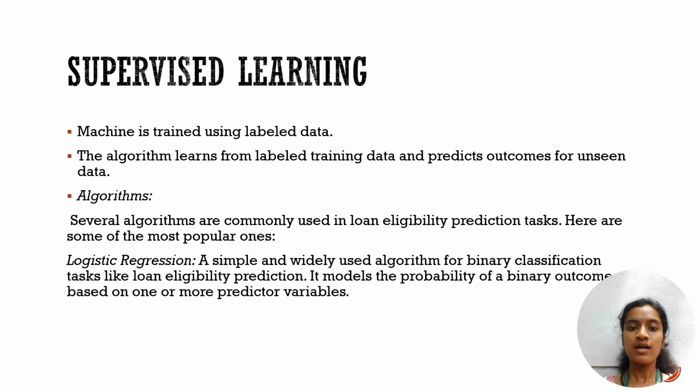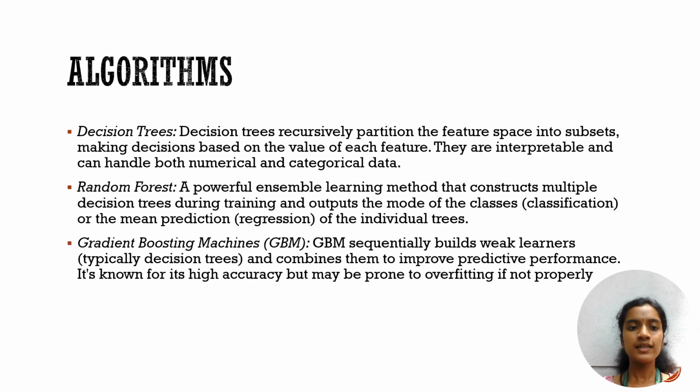Logistic regression, a simple and widely used algorithm for binary classification tasks like loan eligibility prediction. It models the probability of binary outcomes based on one or more predictive variables. Decision tree. Decision trees recursively partition the feature space into subsets, making decisions based on the value of each feature. They are interpretable and can handle both numerical and categorical data.